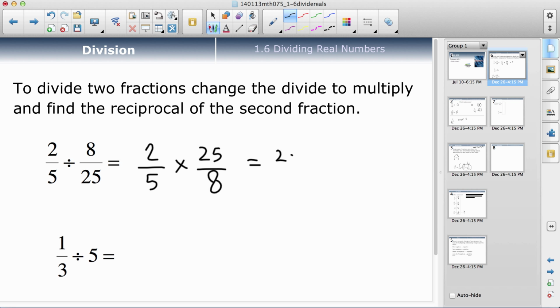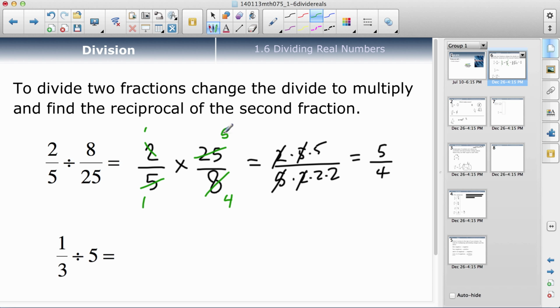So I could go 2 times 5 times 5 over 5 times 2 times 2 times 2, if you wanted to do it that way. So the 5s will cancel, this 2 or this 2 will cancel, so my answer comes out to 5 over 4. If you sort of like canceling through here, you could do that. 5 goes into itself once and into here 5. 2 goes into itself once and into there 4.